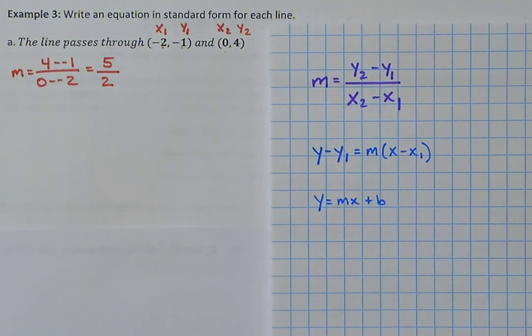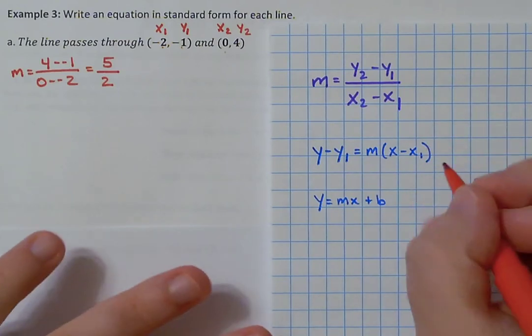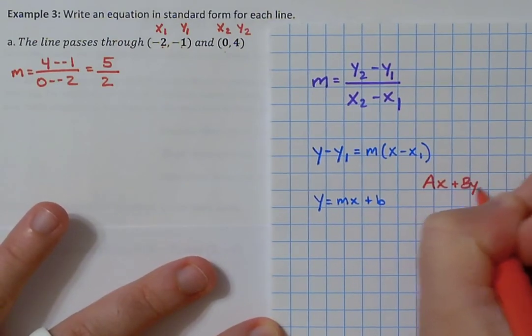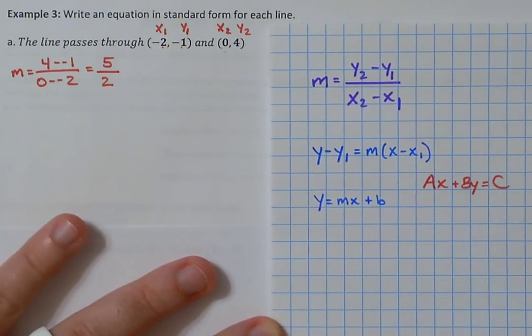So now that I have identified my slope, I can then go through and write it in standard form, just like I did in example 2, where I take my slope and I take one of my points and I either plug it into point slope form or slope intercept form. So you can use either one from this point and then change it into standard form, which is your ax plus by equals c.